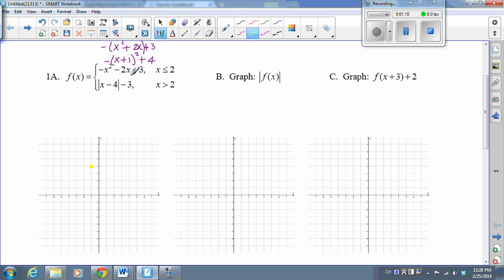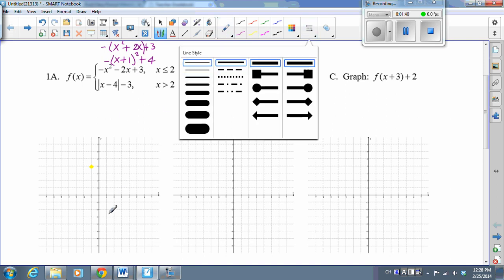I will plug in 2 here to know where is my change, where I have a solid point and a hole. Remember, less or equal will be a solid. This one will be an open circle. By plugging 2 into the equation, you will end up with negative 5. If I plug in 2, I will have 2 plus 1, which is 3. 3 squared is 9. With a negative, that's negative 9 plus 4 is a negative 5. So at 2, I have negative 5.